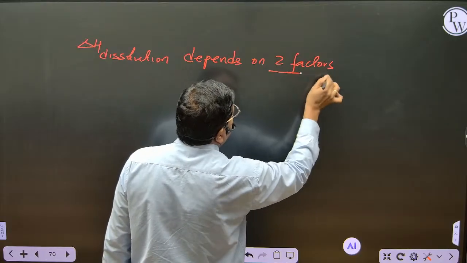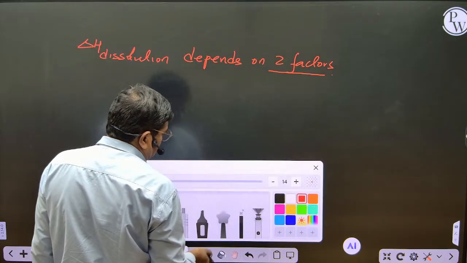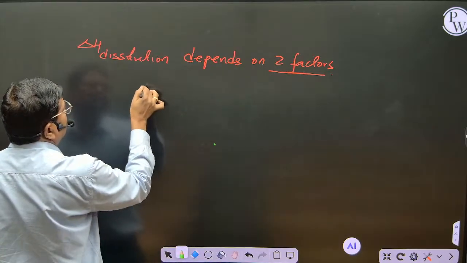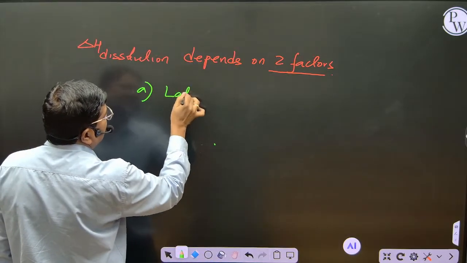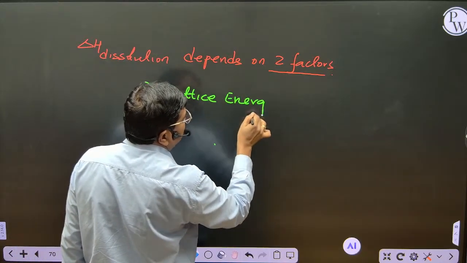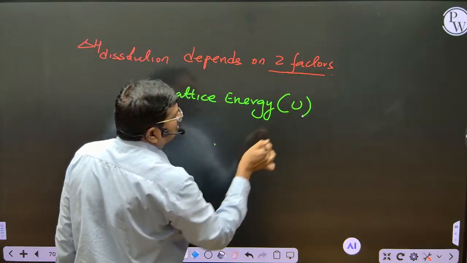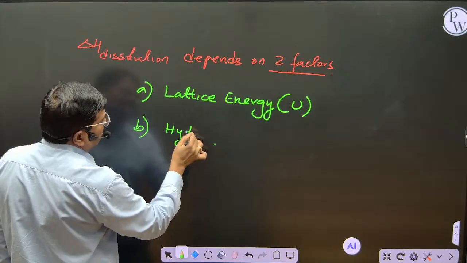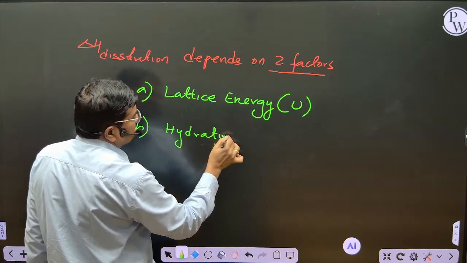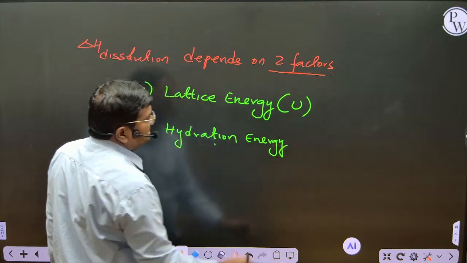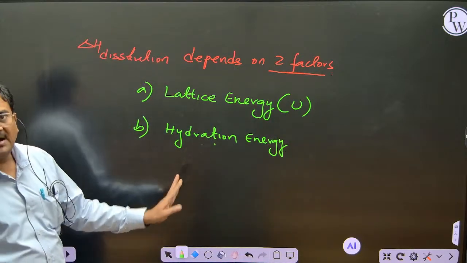One is lattice energy. Might you have heard this lattice energy in 11th class? In chemical bonding, you may have heard this. Lattice energy is shown with the symbol U. And there is another energy called hydration energy. So what are the two factors that influence enthalpy of dissolution? One is lattice energy, the other one is hydration energy.